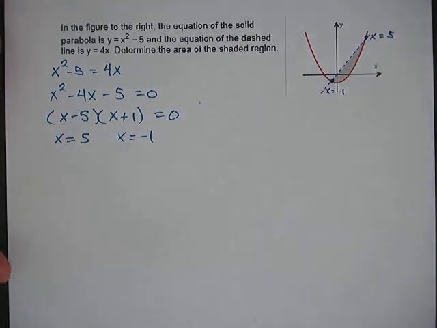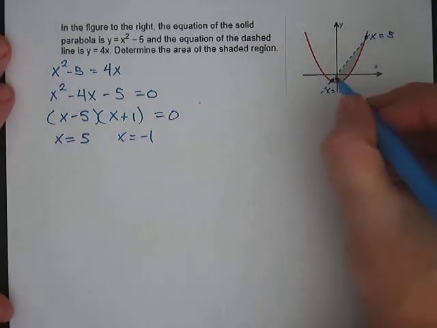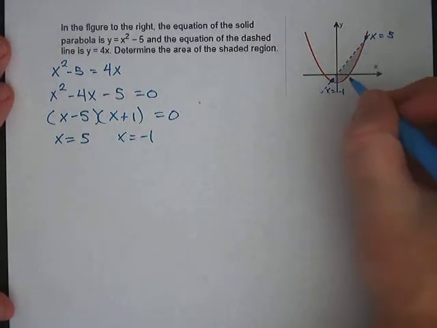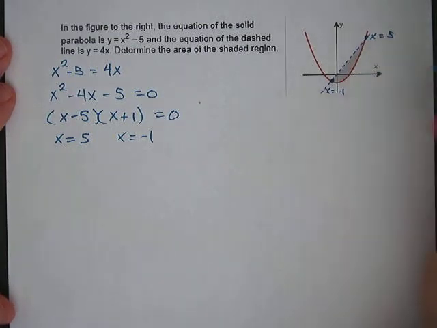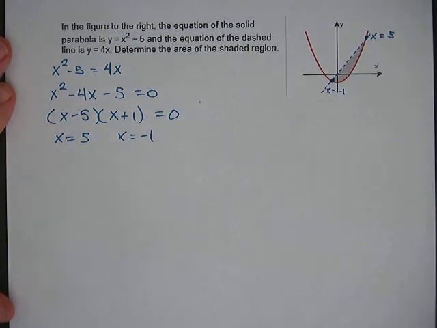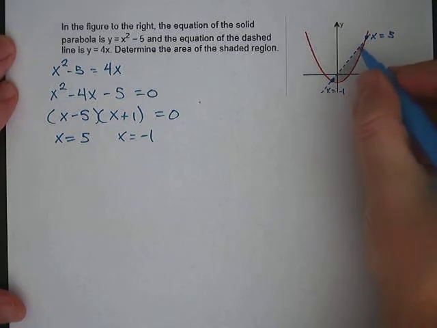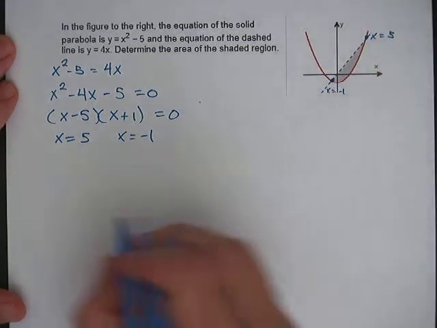All right, so to find the area of the shaded region, we're going to do top minus bottom. You can see that there's one function that's always on top, and there's another one that's always on bottom. If that's not the case, it makes it a little more complicated, but this one is the case. So the top function is the line 4x, and the bottom function is the parabola x squared minus 5.